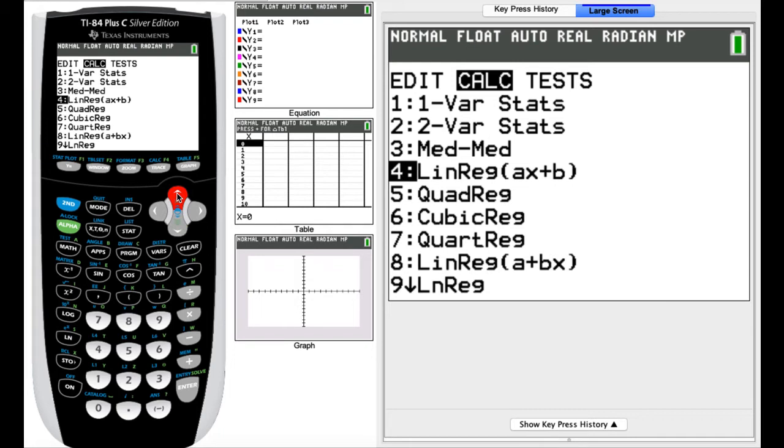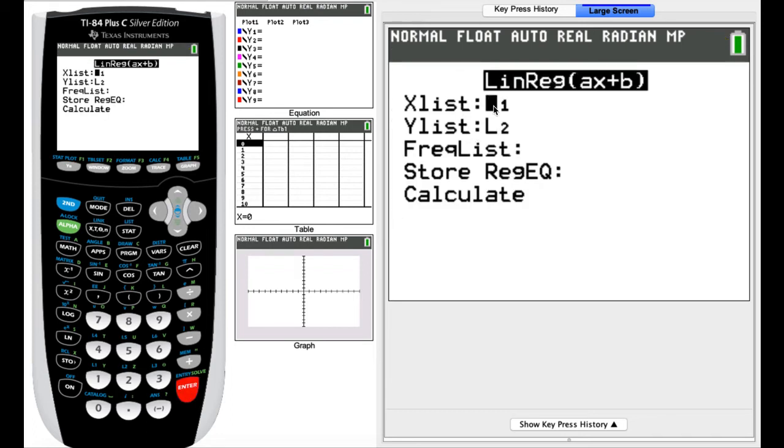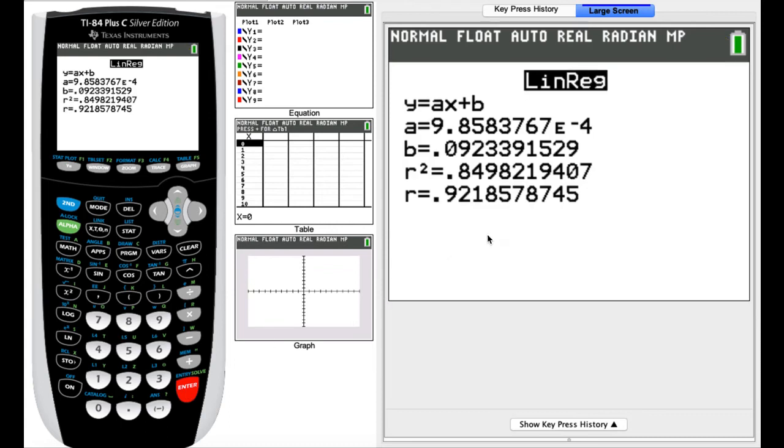I could use number 8 as well if I wanted, but I'm just going to keep on using number 4 because this is in the form y is equal to mx plus c. So I calculate that. My x list was in L1, my y list was in L2, so that's all good. Just keep pressing enter. And then I need to write these numbers down.